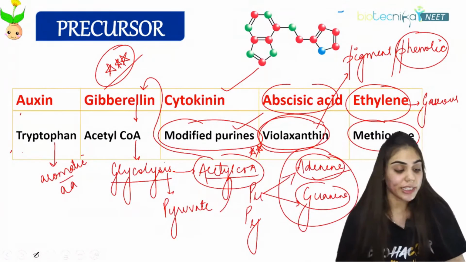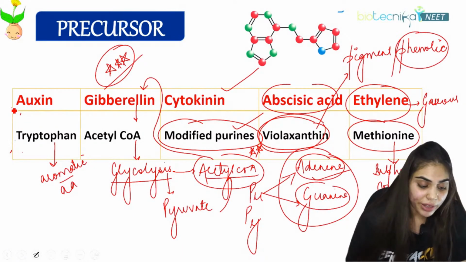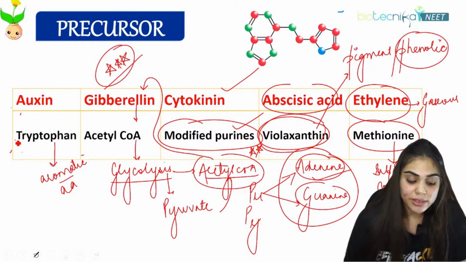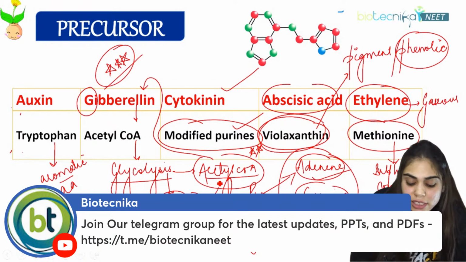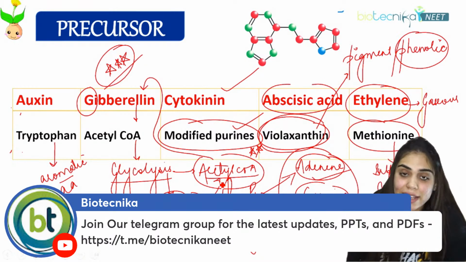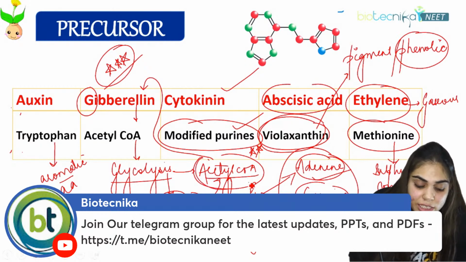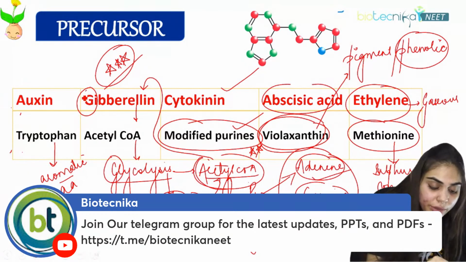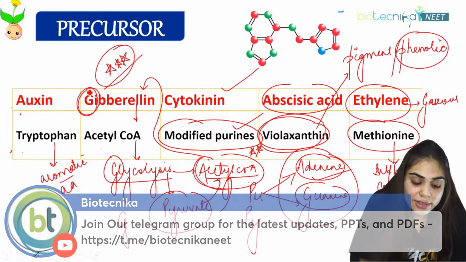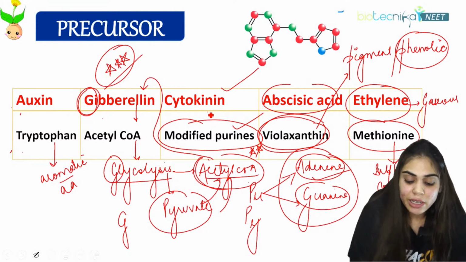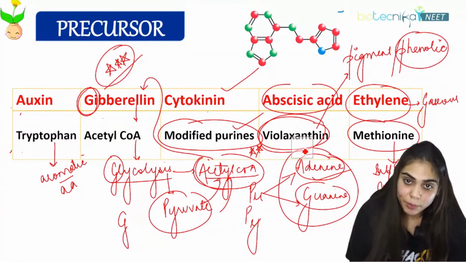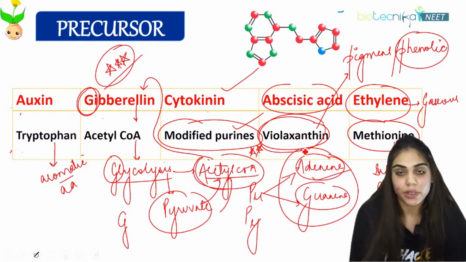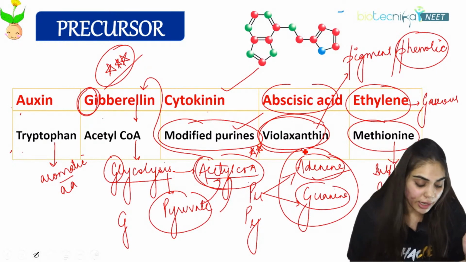So I hope this slide is clear to everyone. For auxin, it is tryptophan, which is an amino acid. For gibberellin, it is acetyl-CoA. You can learn it this way: firstly glycolysis happens, this forms pyruvate, and this pyruvate is oxidized to acetyl-CoA. Glycolysis means G, so you can recall G for gibberellin. So acetyl-CoA is gibberellin. For cytokinin, there will be modified purines. For abscisic acid, you will have a pigment produced by the plant itself, that is xanthine, and for ethylene, it is methionine, which is again an amino acid.